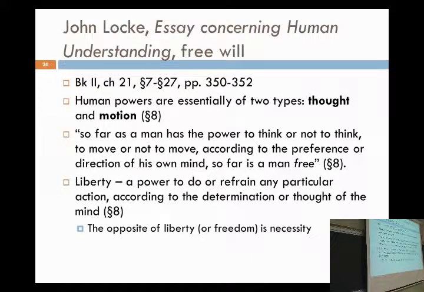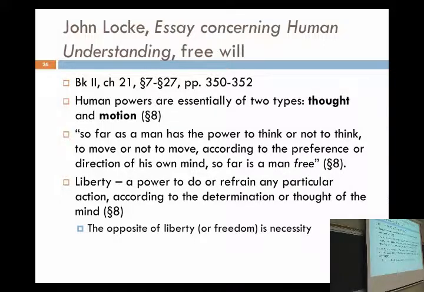Now, in his initial description of what it means to be free in section 8, he says, "So far as a man has the power to think or not to think, to move or not to move, according to the preference or direction of his own mind, so far is a man free." We're going to see a couple different definitions of freedom throughout this part of the book. Locke thought he was doing something really careful and precise in this section of the essay. A lot of commentators, in his time and up till now, think what Locke is doing is very confused and hard to understand, and maybe even that he's contradicting himself at different times. I'm going to give you my interpretation of Locke here, but different philosophers have given different understandings of what's going on in these few pages.